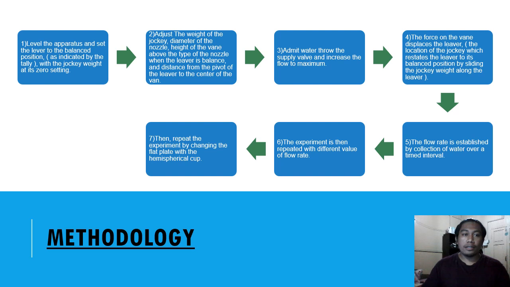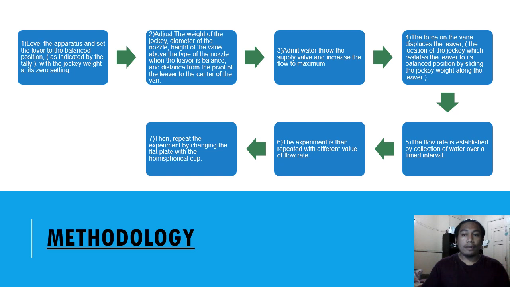For the methodology of this experiment, the first step is to level the apparatus and set the lever to the balanced position with the jockey weight at its zero setting. The second is to adjust the weight of the jockey, the diameter of the nozzle, the height of the vane above the tip of the nozzle when the lever is balanced, and the distance from the pivot of the lever to the center of the vane. The third is to admit water through the supply valve and increase the flow to maximum. The fourth is that the force on the vane displaces the lever, and the jockey weight is slid along the lever to restore it to its balance position.